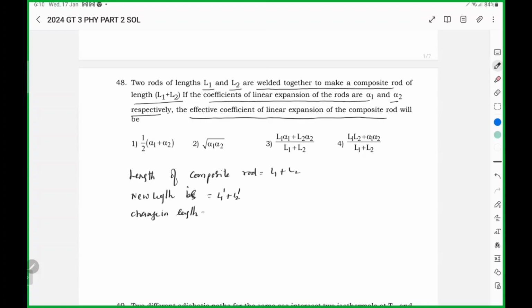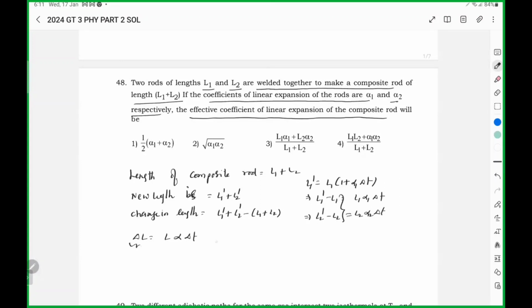Change in length: delta L is L alpha delta T. So L1 dash minus L1 is L1 alpha 1 delta T. Similarly, L2 dash minus L2 is L2 alpha 2 delta T. Your delta L is the sum of these two, which is L, meaning L1 plus L2, times alpha delta T. Alpha here is the effective coefficient.